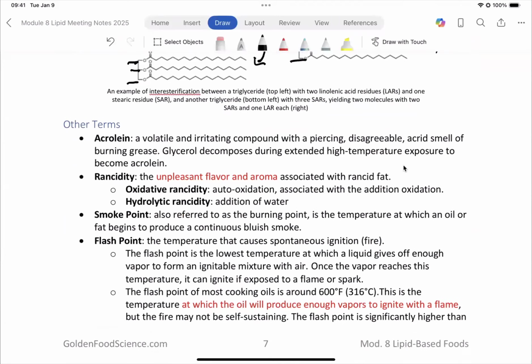So these other ones I think you're probably familiar with. Acrolein, which is the name of the smoke when you overheat your fats when you're cooking, and it's the burning grease smell. Rancidity, which in next class in food science, we're going to study oxidative rancidity and hydrolytic rancidity and talk about the difference. The smoke point is where your fat begins to smoke, and the flash point is the temperature that it ignites.